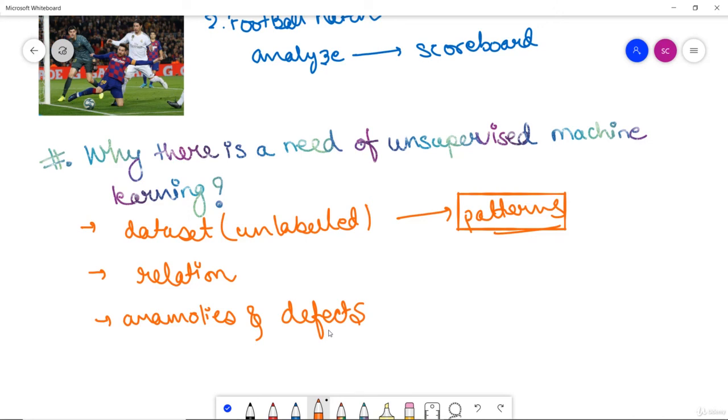So this is the very basic of unsupervised machine learning which we have studied, and now we will move on to understand the different types of unsupervised learning in our upcoming video.